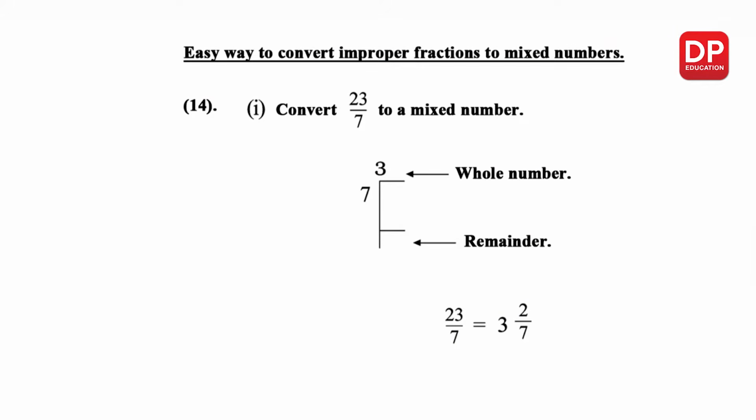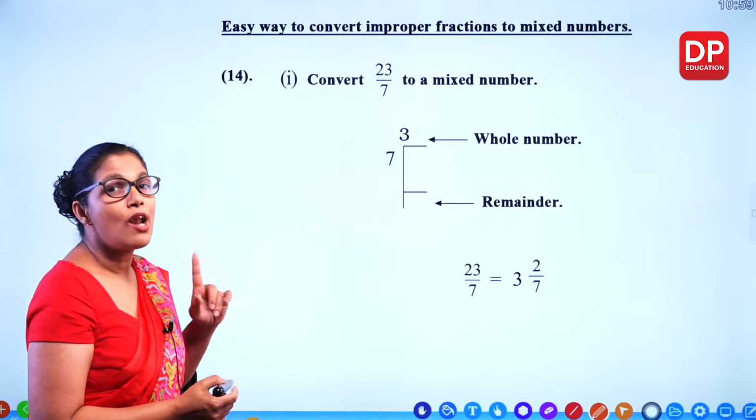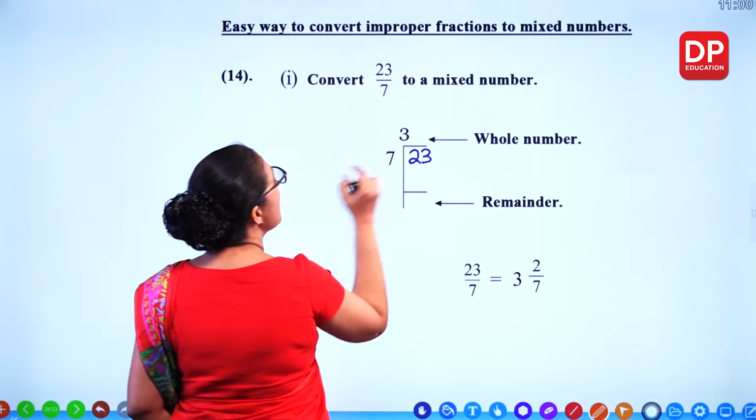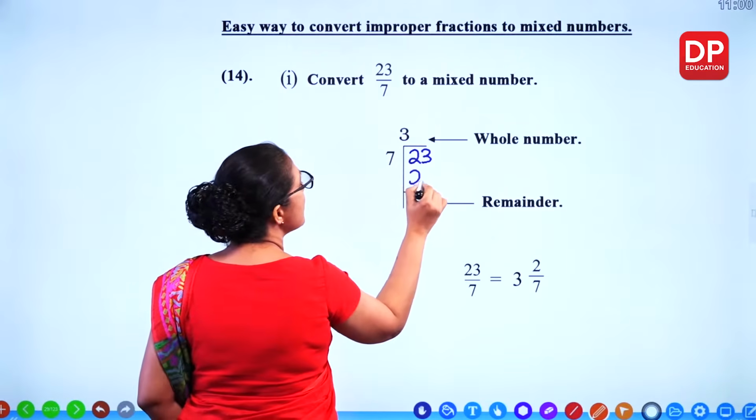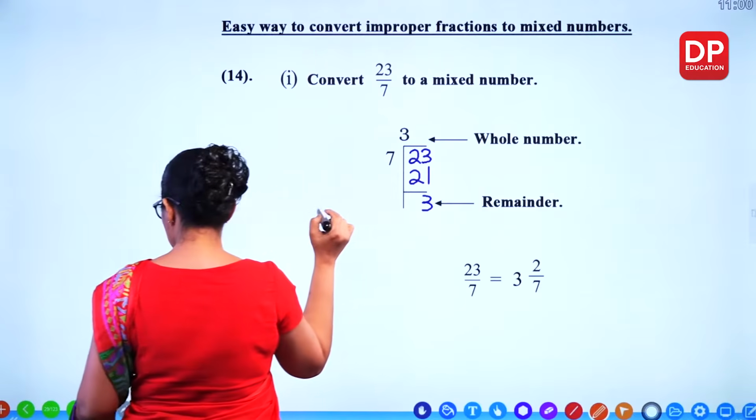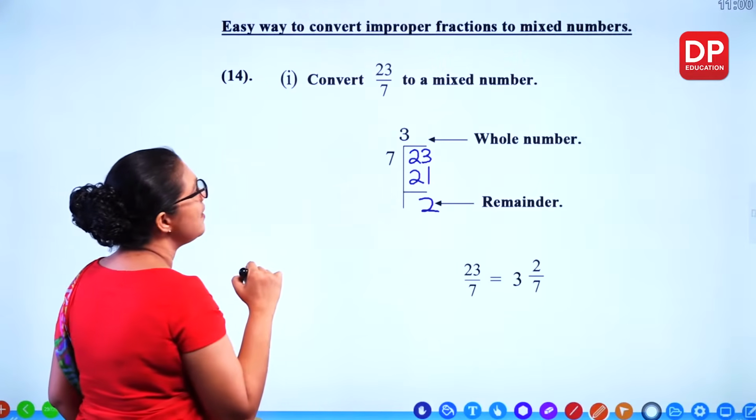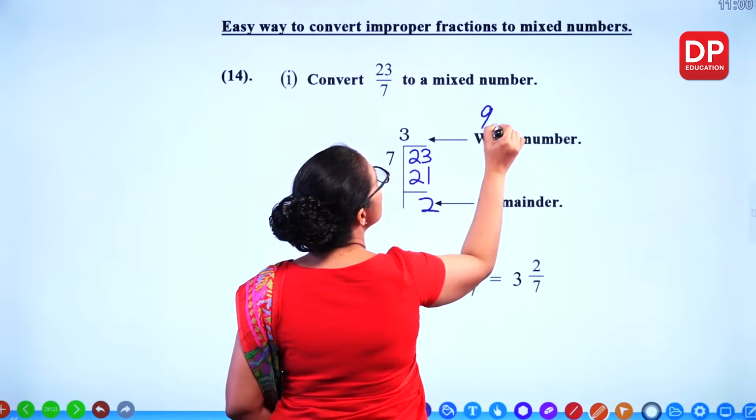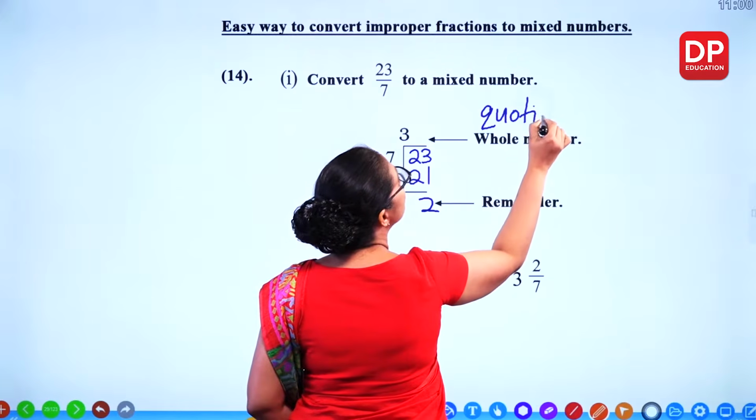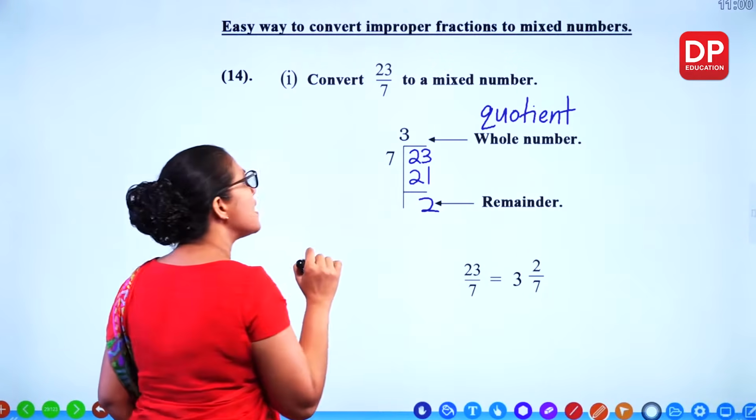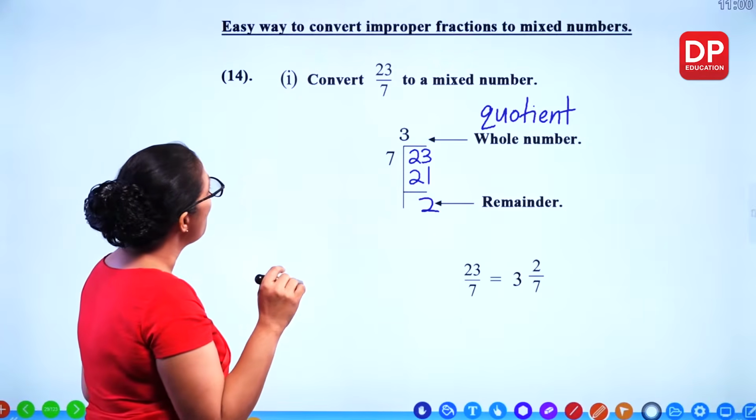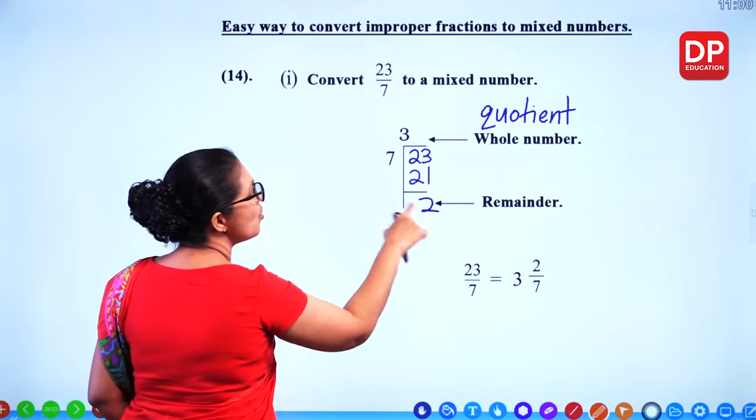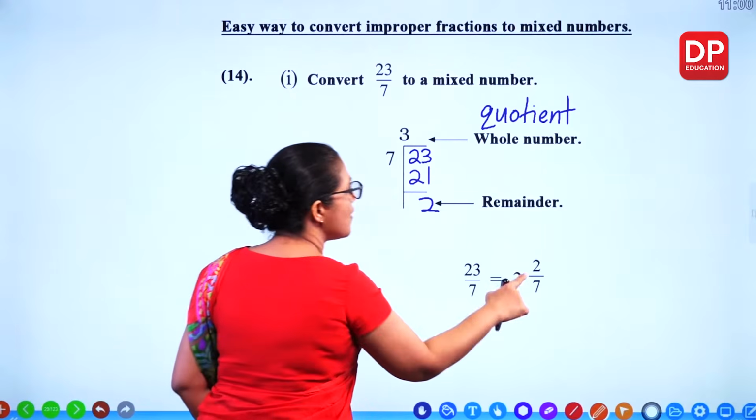Easy way to convert improper fractions to mixed numbers. We can use long division. Long division, how do you do it? Divide 23 by 7. 7 times 3, you get 21 and the remainder is 2. Then this is the remainder and this is the whole number we call the quotient. Quotient as the answer. So how do we write it down? 3 full parts are there. That's 3 and 2 remaining part is there out of 7. 2 sevens.